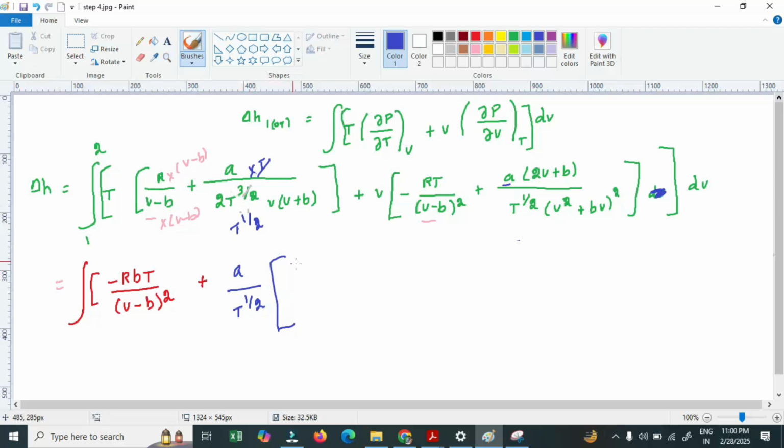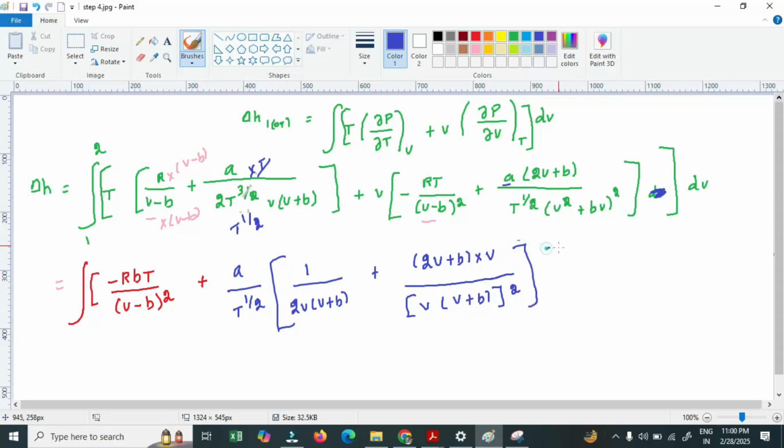Look here: 1 divided by 2V, V plus B, plus, in this term we have to cross multiply this V here. We get 2V plus B multiplied by V divided by, let me take V as a common term, so V plus B whole square, and this is total dV. Now we need to integrate this equation to find del H. So, on the next slide, let us do the integration part of this.